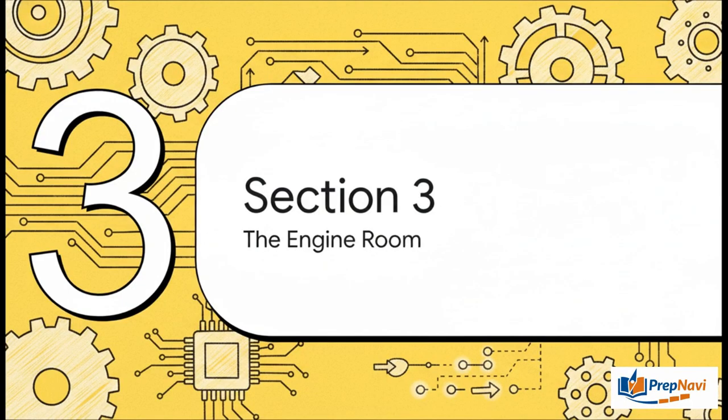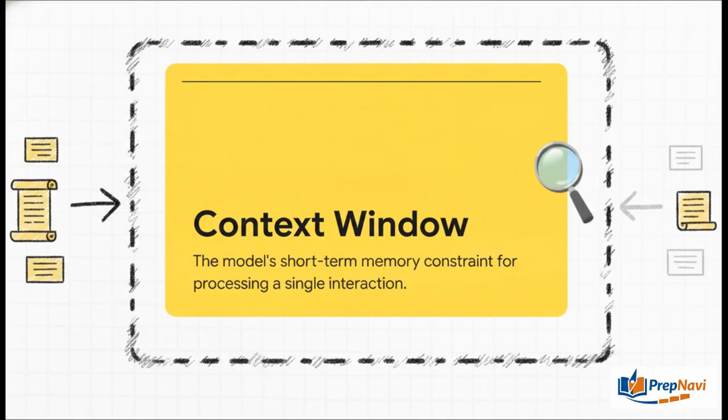Which brings us to section 3, the engine room. Let's zoom in on the first major mechanical constraint here, which is the context window. It's this invisible, strictly defined boundary that dictates exactly how much information the model can retain at once. You can really just think of it like a human's working memory. If a model has a small context window and you feed it a 50-page document, it's basically going to forget the beginning of the text by the time it reaches the end. So managing this window is a huge, everyday task for an AI practitioner.